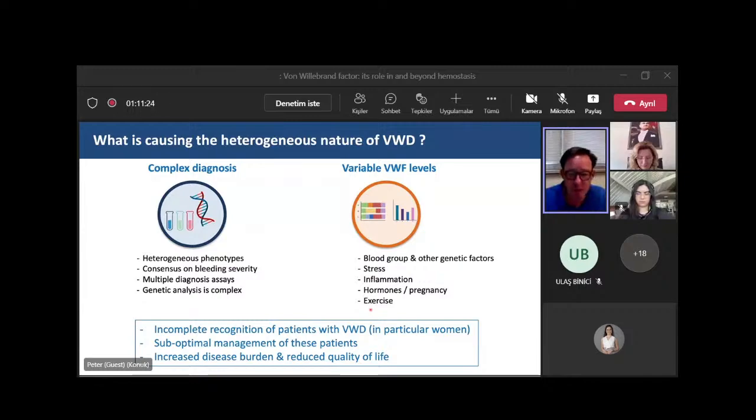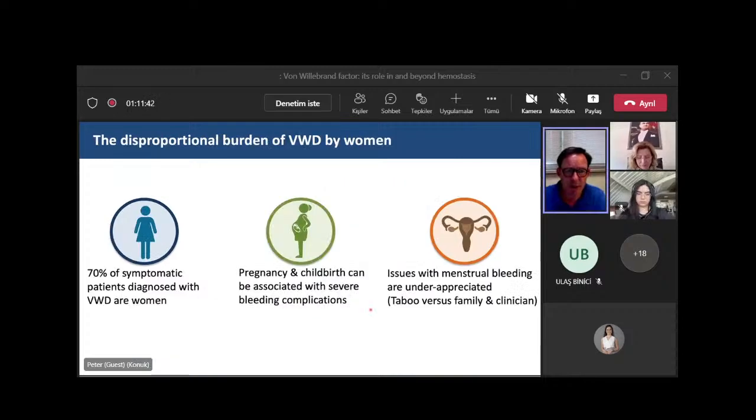So there is an incomplete recognition of patients with VWD, and that is particularly true for women. And those patients get suboptimal management. And of course, that will result in increased disease burden and a reduced quality of life. So why is VWD disproportional to women? Well, 70% of the symptomatic patients that are diagnosed with VWD are women. And why is that? Because especially the menorrhagia in these patients is very much developed, and men don't have these sex-related bleedings. So that can be one of the reasons why we diagnose more women compared to men.